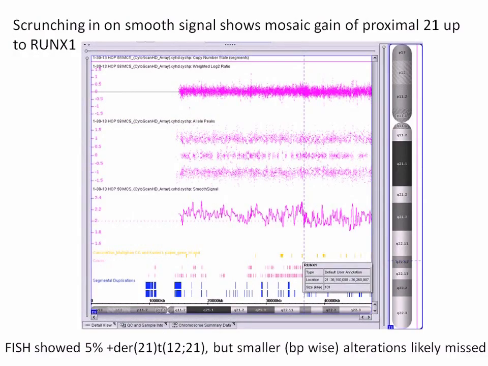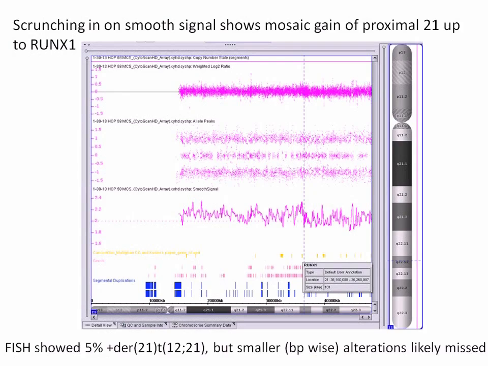Here's another example where, again, nothing on my segment report was called, but looking at the data and really scrunching in on that smooth signal, I can see that proximal 21 up to about this point is elevated above 2. And yeah, you're thinking there's some noise in there, but there will be some noisier samples. So I think you need to spend a lot of time looking at the data and getting comfortable with that is elevated. And it stops right there. And what's right there? RUNX1.